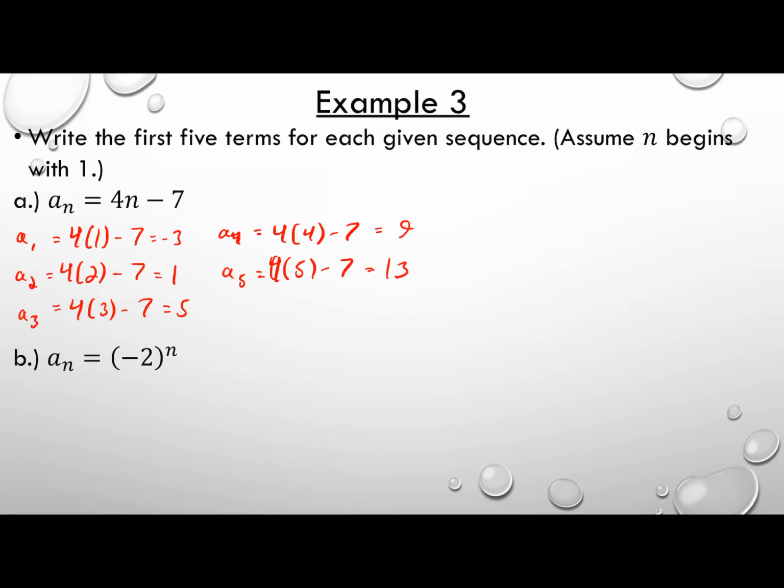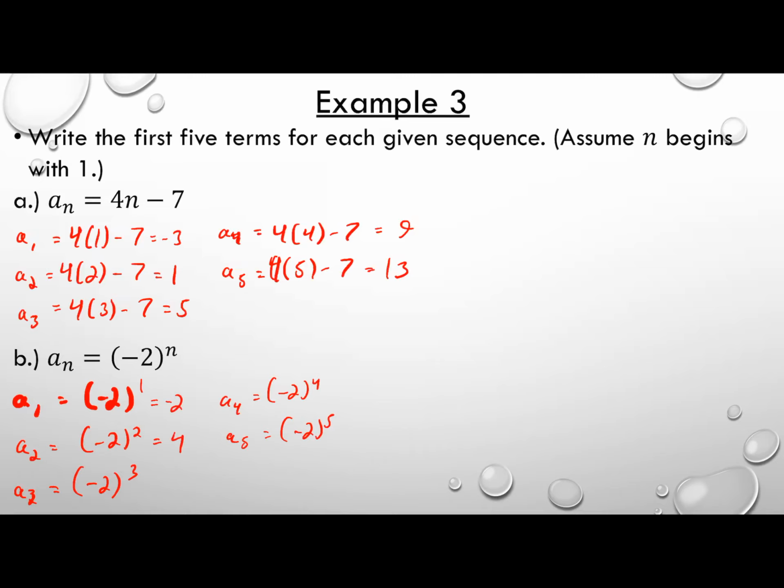So now next one. A sub n is equal to negative 2 to the nth power. So we've got some exponents here. So a sub 1 would be equal to negative 2 to the first power. A sub 2, negative 2 to the second power, and so on and so forth. This is negative 2 to the fourth, a sub 5, negative 2 to the fifth. So negative 2 to the first is negative 2. Negative 2 squared is negative 2 times negative 2, so positive 4. Negative 2 times negative 2 times negative 2, so negative 8. And then so on and so forth. 16, negative 32. So once again, I hope pretty simple, not too complicated.